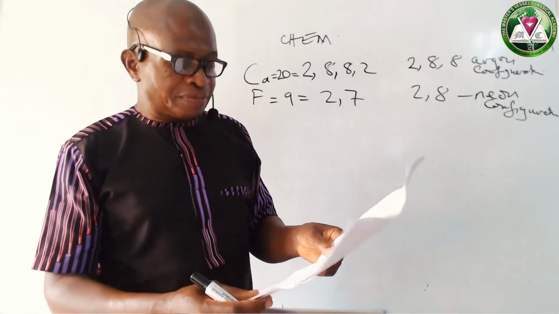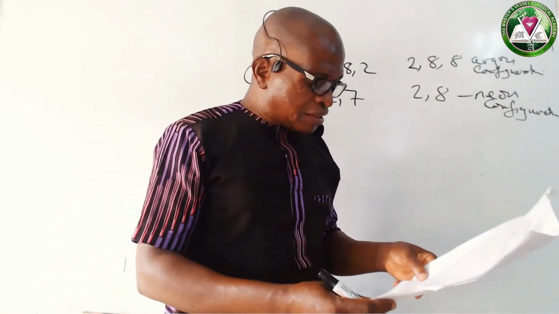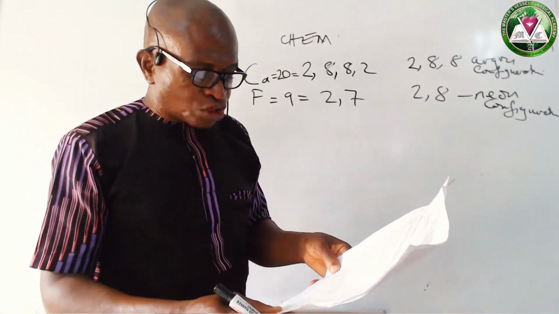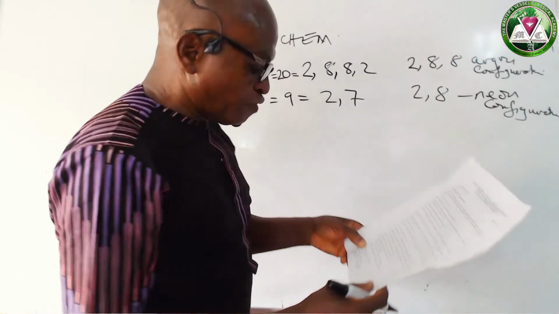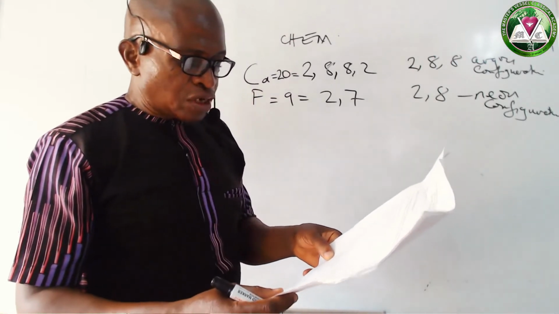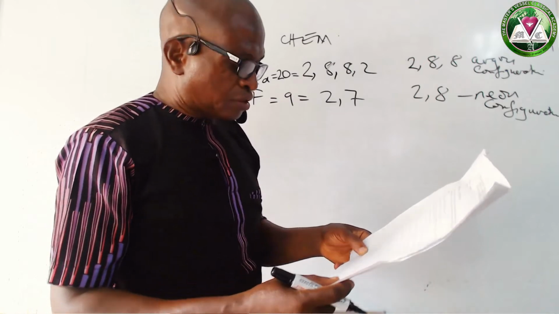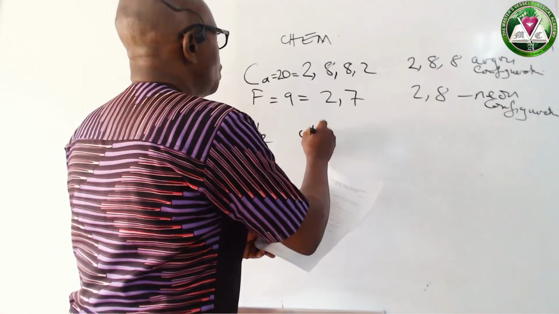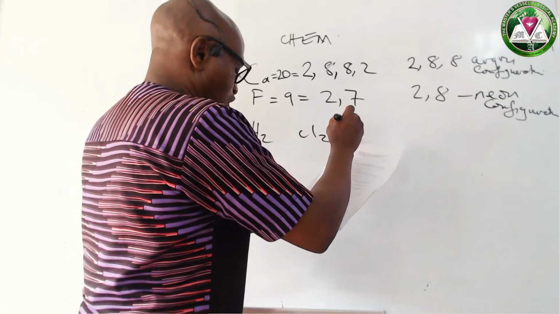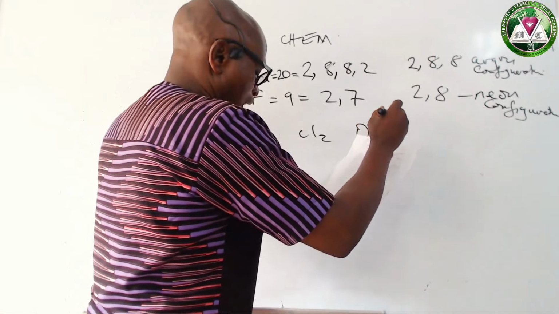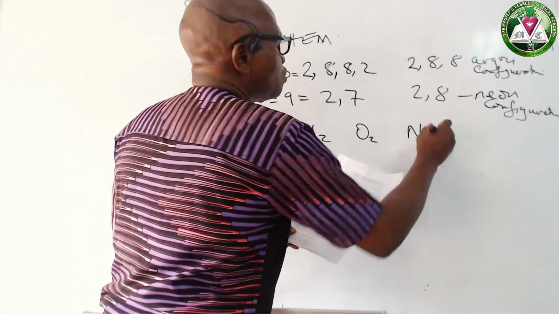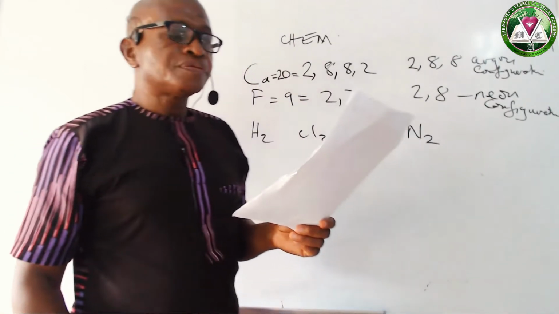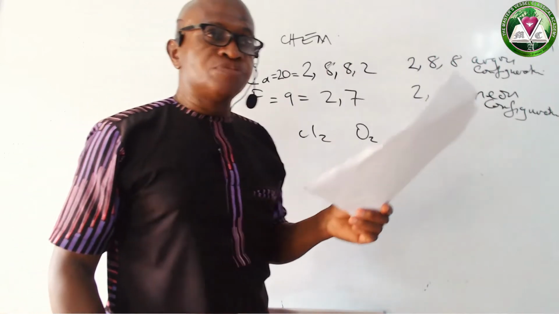Then number 17 says, which of the following molecules has the strongest covalent bond? We look at hydrogen. We have chlorine molecule. We have oxygen molecule. We have nitrogen molecule. What you will do here, you find out the bonds that hold them together.